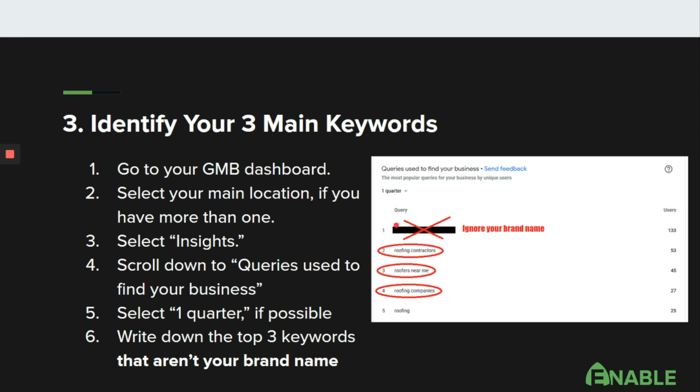So usually one of your top or several of your top keywords are going to be variations on the name of your business. But obviously you're going to rank well for those. We don't really care about those so much. What we want are the keywords that people search who don't necessarily know about you already. So roofing contractors, roofers near me, roofing companies in this case.